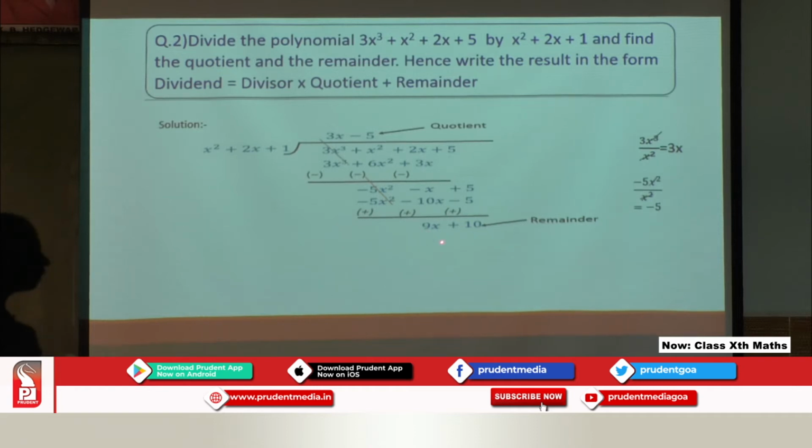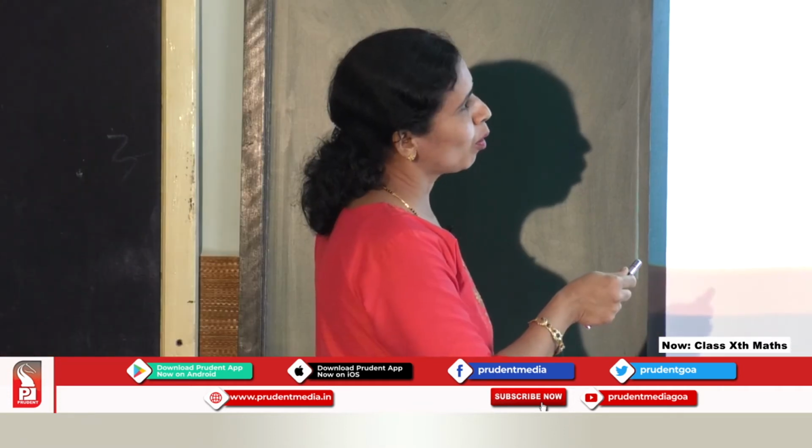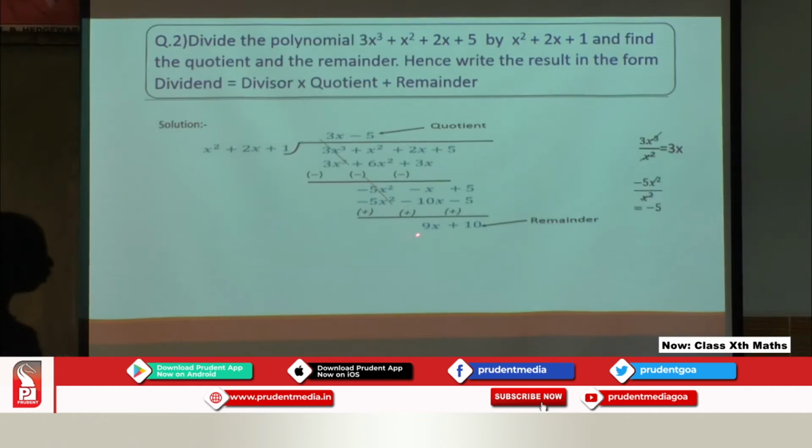Again we cannot proceed with the division here, because the highest power of the remainder is 1, but the highest degree of the divisor is 2. We can always proceed with the division only when the highest power of the dividend is greater than the highest degree of the divisor. So here we cannot proceed with the division, we should stop here. So we got remainder as 9x plus 10 and the quotient as 3x minus 5.